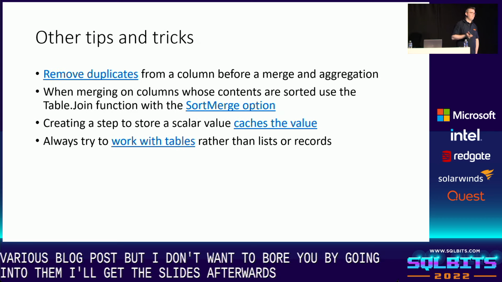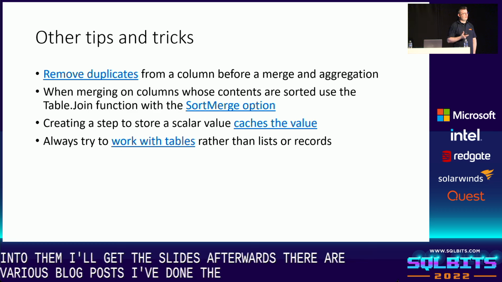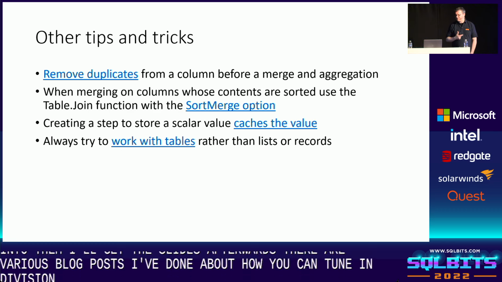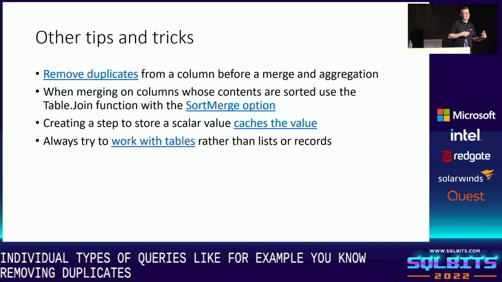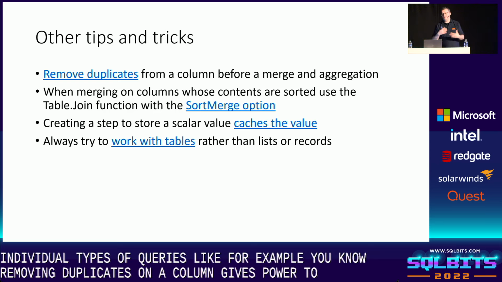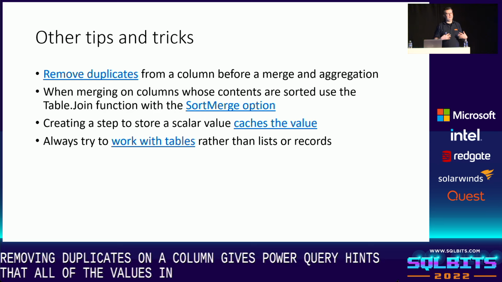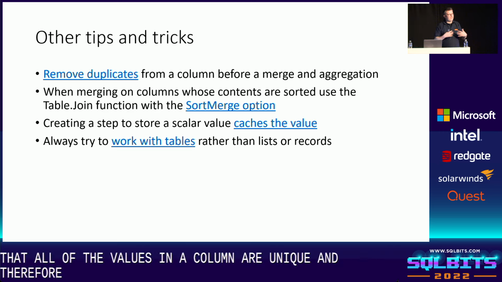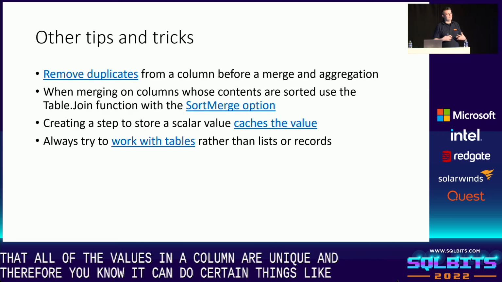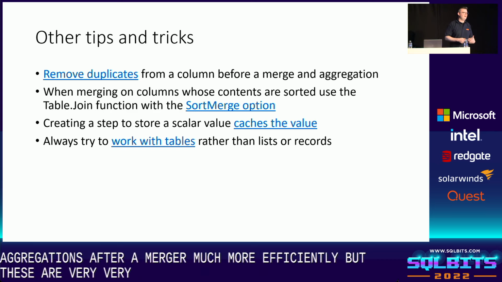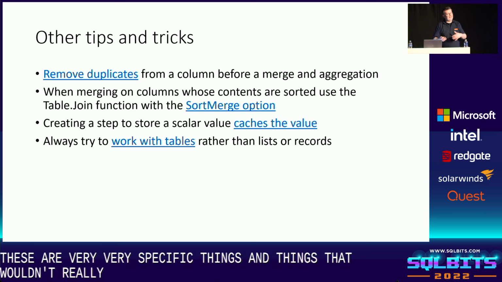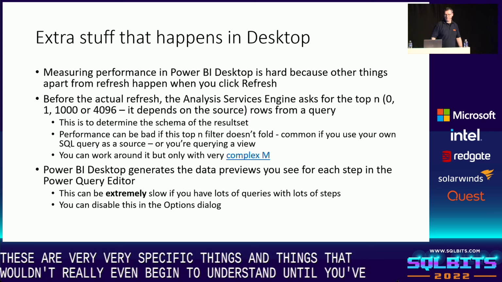There are various blog posts I've done about how you can tune individual types of queries. For example, removing duplicates on a column gives Power Query a hint that all of the values in a column are unique, and therefore it can do certain things, like aggregations after a merge, much more efficiently. But these are very, very specific things, and things that you wouldn't really even begin to understand until you've learned all the stuff that I told you.